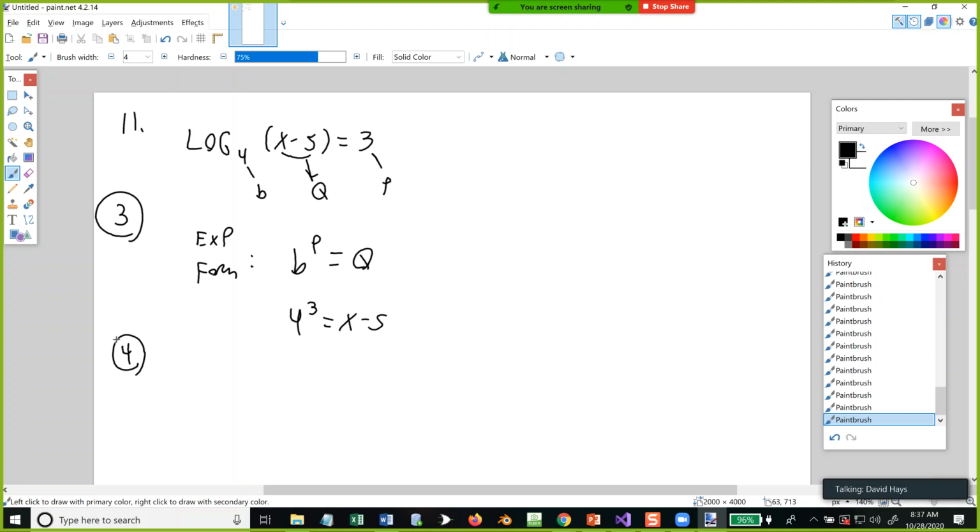And then our next step is to solve. So 4 to the third is 64. Take negative 5 over, becomes a positive 5. And you get x equals 69. If I plug that back up here, 69 minus 5 is 64. That's not negative, it's not 0. So that's our answer.